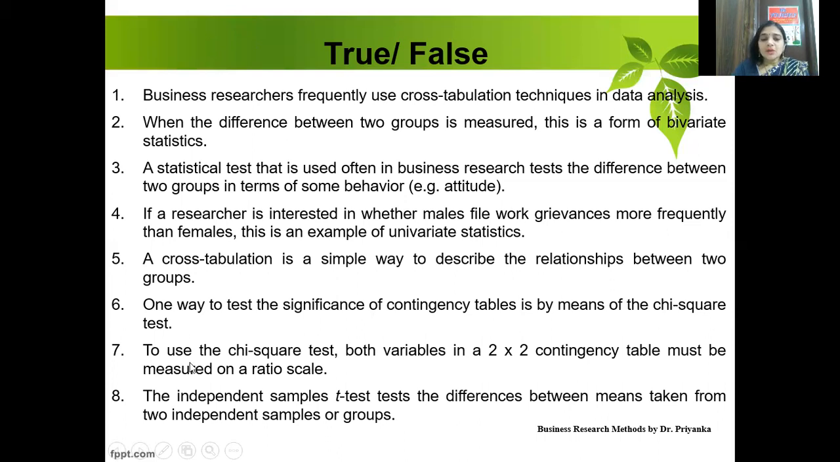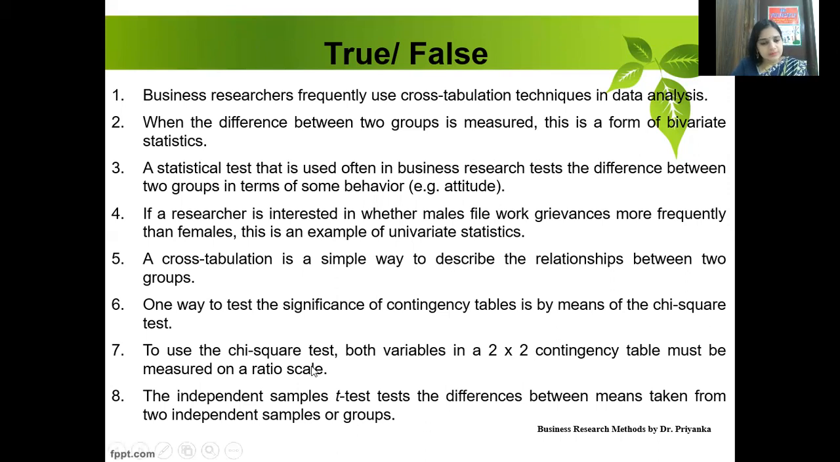Seventh is, to use the chi-square test, both variables in a 2x2 contingency table must be measured on a ratio scale. Is it? Frequency counts of data that nominally identify or categorically rank groups are acceptable here. If your data is on a ratio scale, that is acceptable everywhere, but still we go with either nominal or categorical scale in the case of the chi-square test.